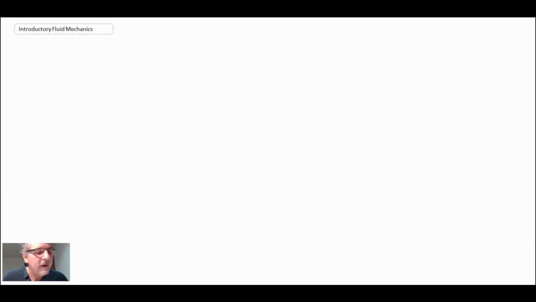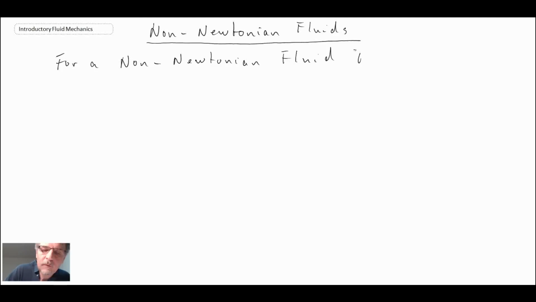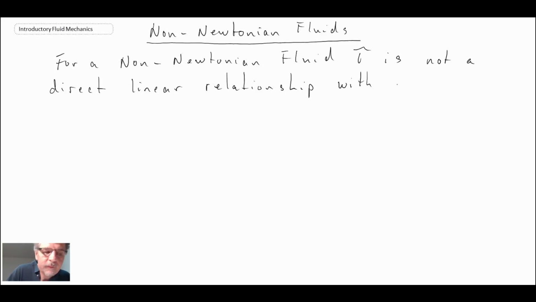We're now going to take a look at a different type of fluid. We just talked about Newtonian fluids. We're now going to look at non-Newtonian fluids. So when we're dealing with non-Newtonian fluids, tau is not a linear relationship with the shear rate.